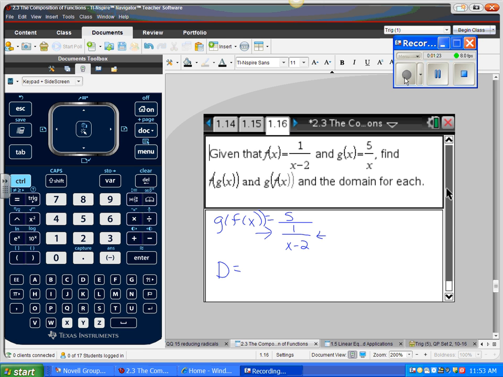I apologize. Our domain is going to be everything from negative infinity to 2, and then 2 to infinity. So it's everything excluding the value of 2, because that value makes our function undefined.